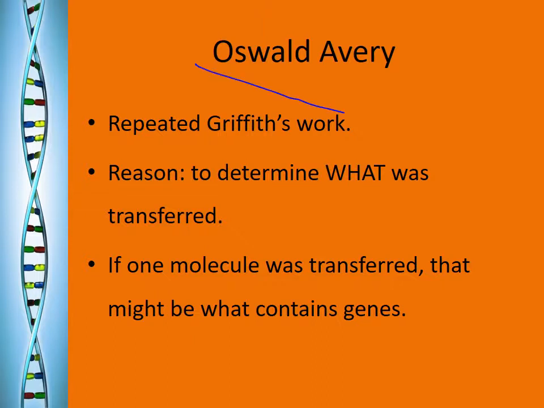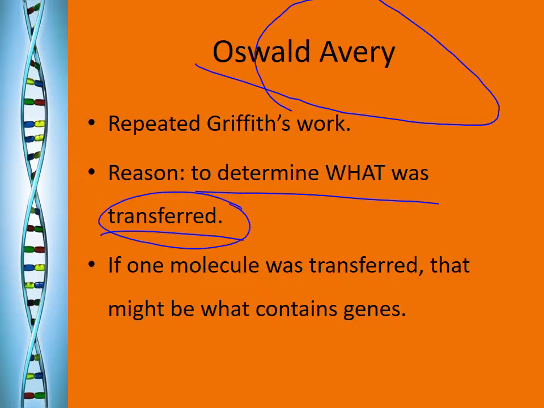So the guy who came next in the picture is Oswald Avery. Avery actually repeated Griffith's work. The reason is he wanted to know what was being transferred, because Griffith knew something was transferred, but he didn't know exactly what. So Avery's like, well, we just can't leave this here. It begs for more experiments. So Avery decided to continue Griffith's work so he would know what was being transferred. All right.